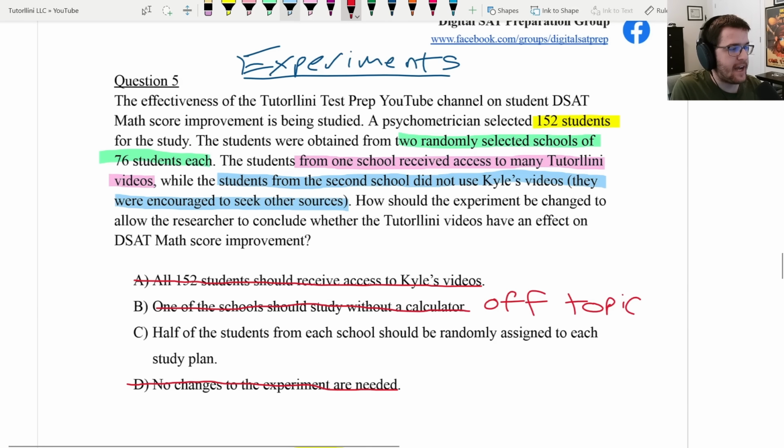So you see it says half of the students from each school should be randomly assigned. So even if you didn't 100% understand what was going on, they expect you to recognize these buzzwords, randomly assigned. So it is answer C.